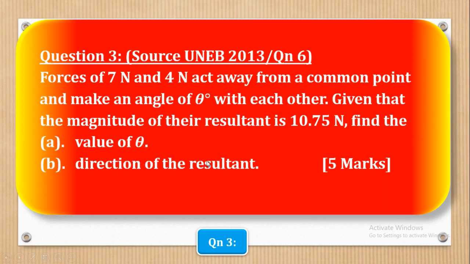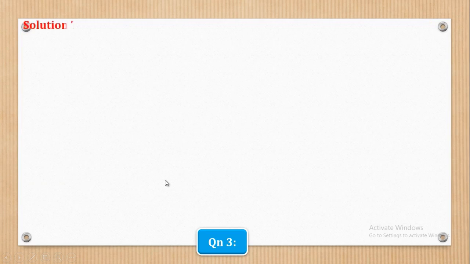So like I said, we have to first make a sketch of what is given. You have to know that the forces are 7 and 4 newtons, and they're both acting away from a common point, and the angle between them is theta degrees. So let's first show that on a diagram.